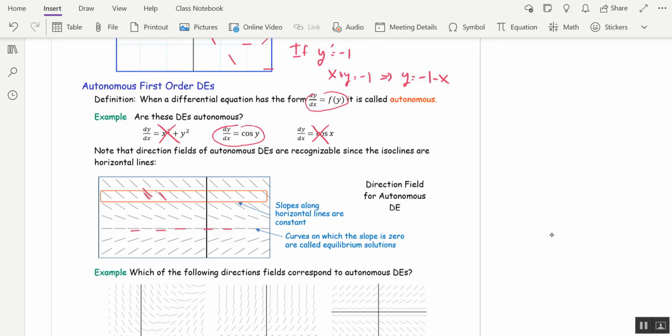So these solutions would go down, and remember, they have to be tangent to all the lines, so you can't cross a horizontal line. So all your solutions are going to approach that equilibrium solution on this side. And then on this side, they're also going to approach that equilibrium solution, hence the name equilibrium solution.